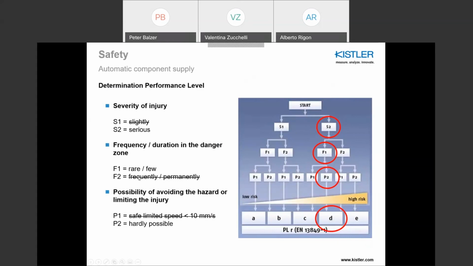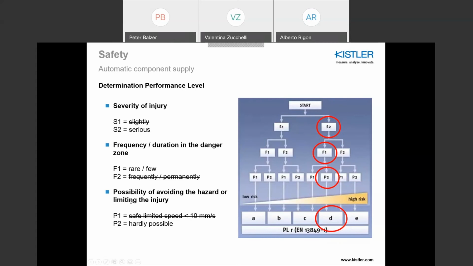The second step you need to choose is the frequency and duration in the danger zone. Are you only a few times in the danger zone, for example for some maintenance, or are you frequently in the danger zone, for example at a manual workstation where the operator always needs to manually apply the part into the machine? Here, we are talking about an automatic component supply, so we can say we are only a few times in the danger zone.